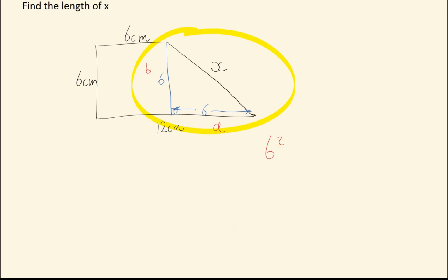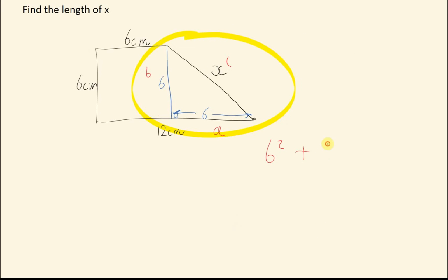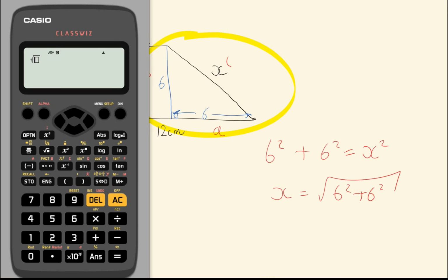So we have that 6 squared plus 6 squared equals x squared. So therefore x is going to be the square root of that. And again, you would just plug that straight into your calculator to work it all out. So here that length would be 8.49 to three significant figures.